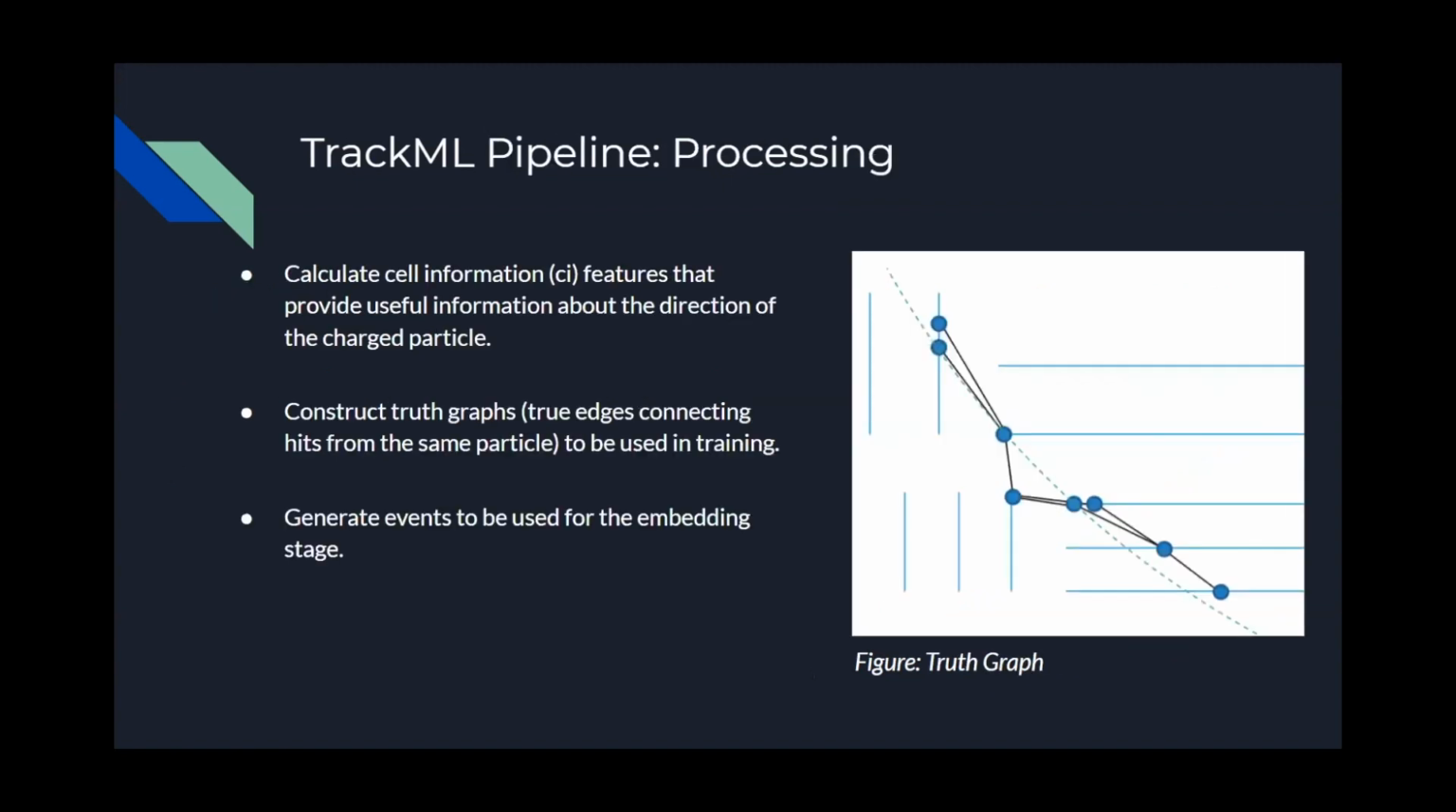So I specifically looked at two stages of the pipeline. The first one being the processing. The processing involves calculating cell information features and constructing truth graphs. The cell information features are features that provide information about the direction of a charged particle. And as for truth graphs, as the name goes, it basically contains the true edges that connect hits from the same particle.